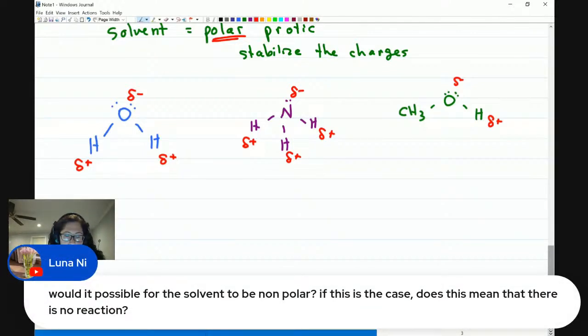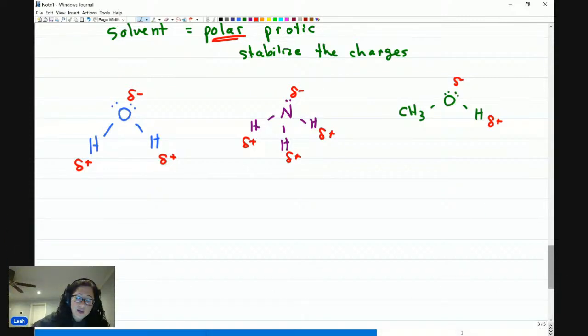Would it be possible for the solvent to be nonpolar? If this is the case, does it mean there is no reaction? It wouldn't dissolve and it wouldn't stabilize the carbocations. For example, if you put it into benzene or toluene, you're not going to see an SN1 reaction.